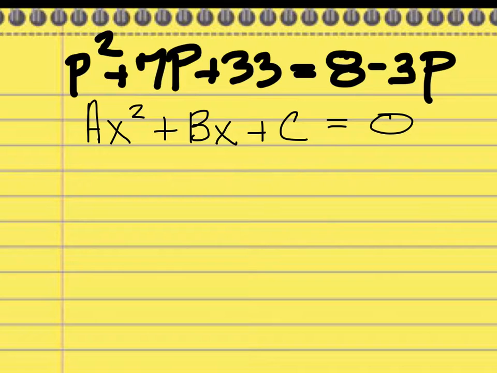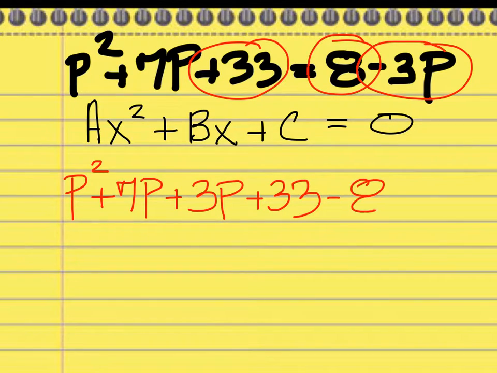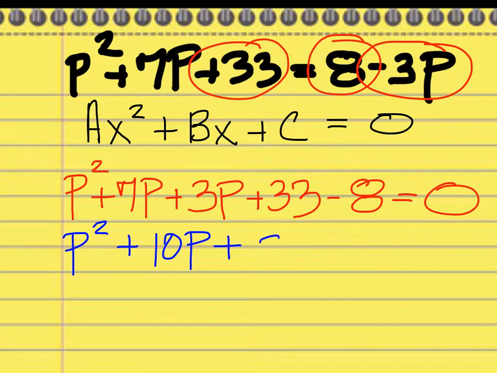So we should end up with a p squared that's already there, plus a 7p that's already there. This minus 3p goes to the left. We have a plus 33 that's already on the left, and then this plus 8 goes to the left and becomes minus 8. And after that, you'll have to combine like terms. p squared plus 10p plus 25 equals 0. So there it is in the standard form.